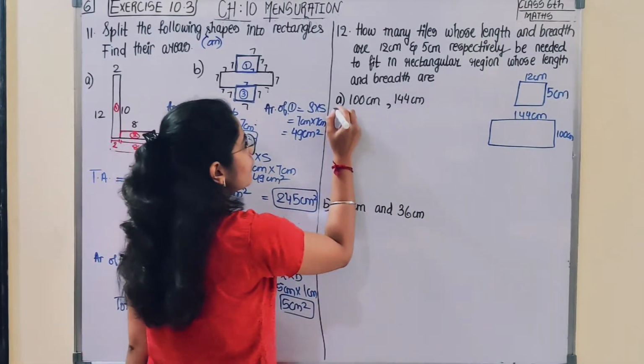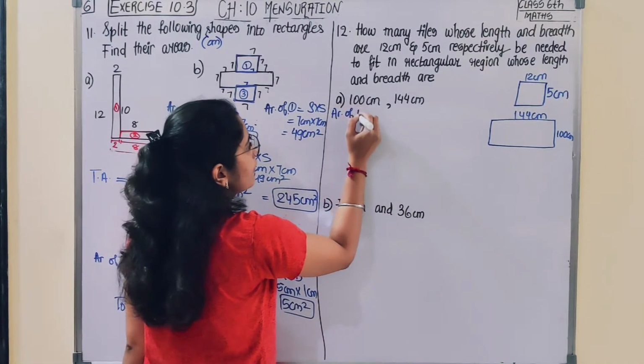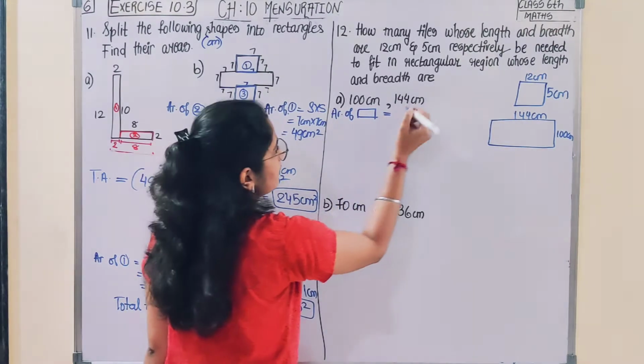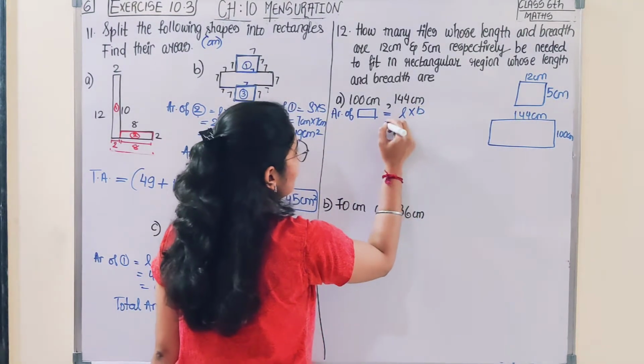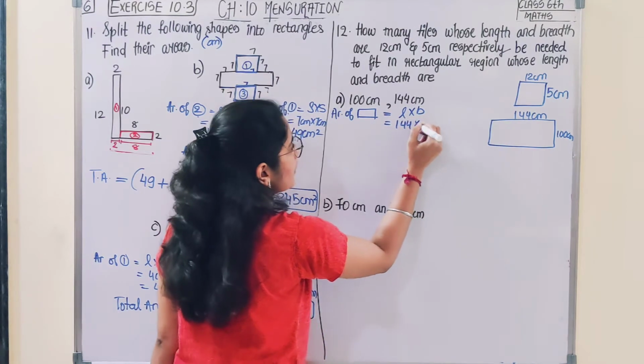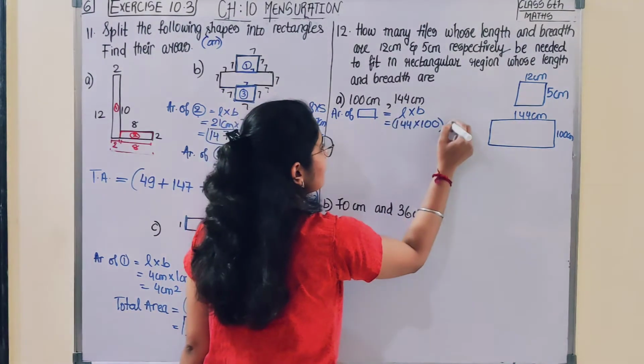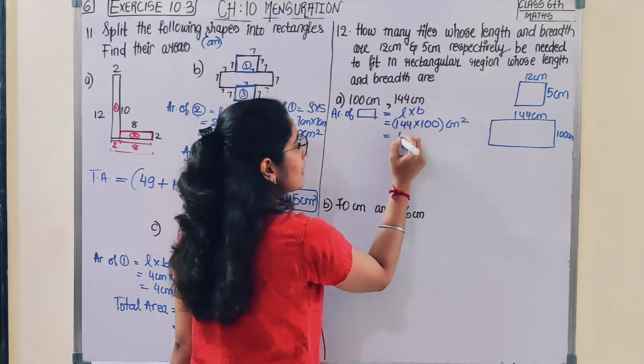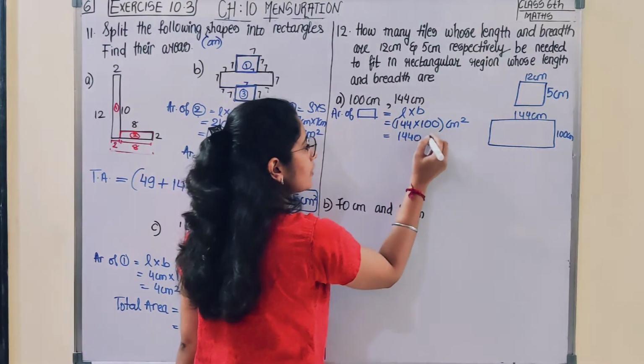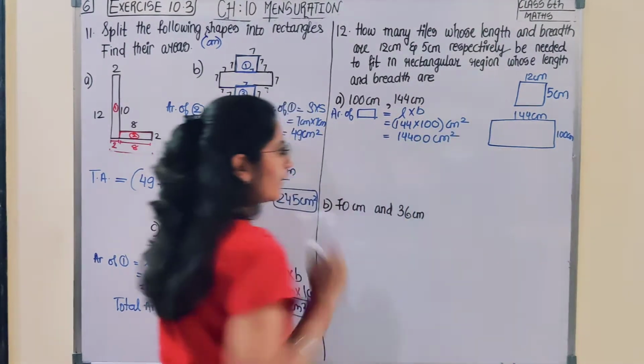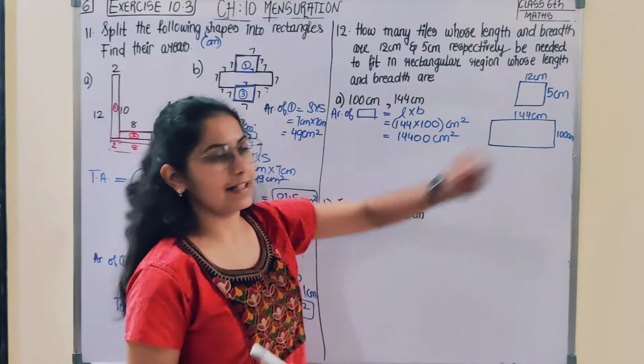So see, we have to first calculate area of rectangular shape, that is length into breadth, that is 144 into 100 centimeter square, that is 14400 centimeter square. This is the area of rectangle.